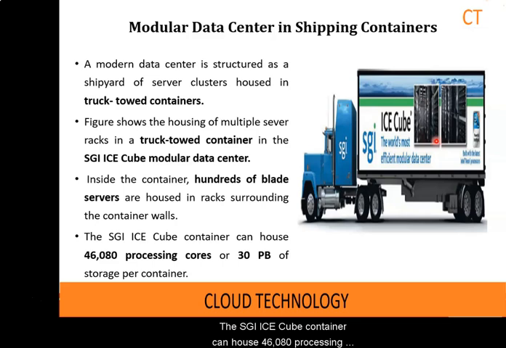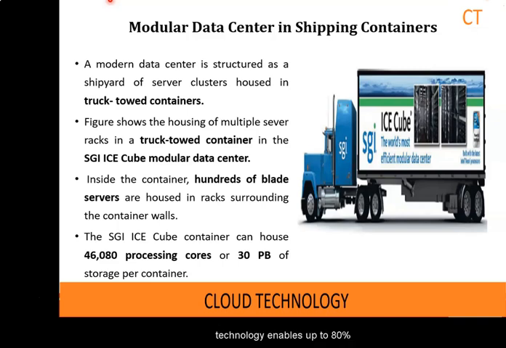The SGI ICE Cube container can house 46,080 processing cores or 30 petabytes of storage per container. Large-scale data center built with modular containers appear as a big shipping yard of container trucks. This container-based data center was motivated by demand for lower power consumption, higher computer density, and mobility to relocate the data centers to better locations with lower electricity cost, better cooling water supplies, and cheaper housing for maintenance engineers.